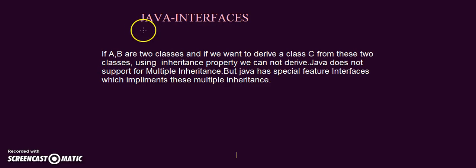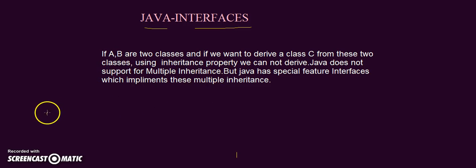Now in this session, we'll be discussing something called Java interfaces. For example, if A and B are two classes and we want to derive a class C from these two classes using inheritance, we cannot derive it. That means Java does not support multiple inheritance.